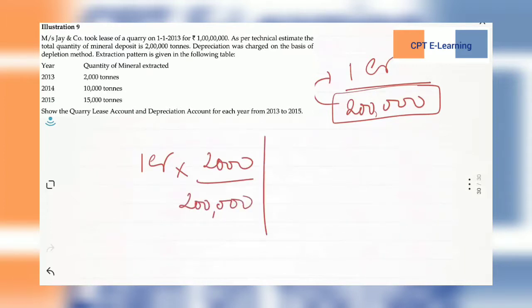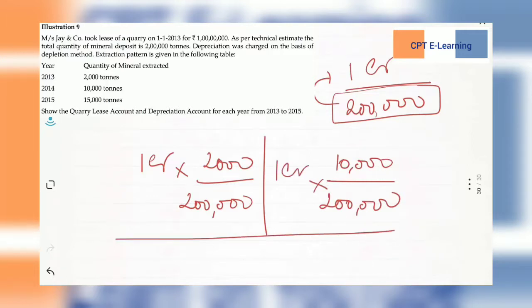Let's look at the depreciation for the second year, 2010. So what will be the depreciation for the next year? How much are you extracting? You are extracting 10,000. Total that can be extracted is 2 lakh, multiplied by the value 1 crore. Right, so this is how it is. So this is very easy and very much the same as the units method or the hours method.